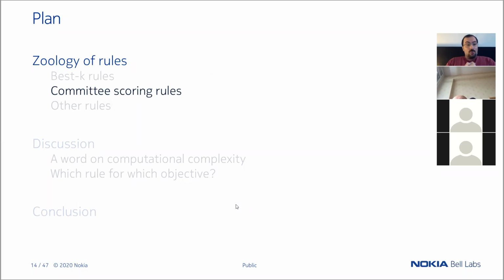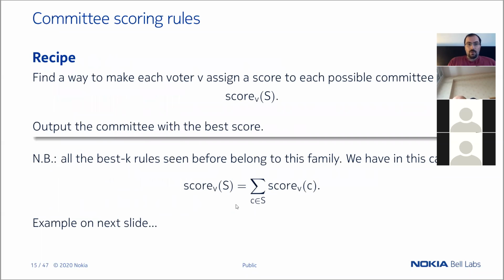So let's go on to the next category of multi-winner voting rules, the committee scoring rules. Here the recipe is to find a way to make each voter assign a score to each possible committee. Before, each voter gave a score to each candidate, but now you need to find a way to give a score to each set of candidates. And you will simply output the committee with the best score.